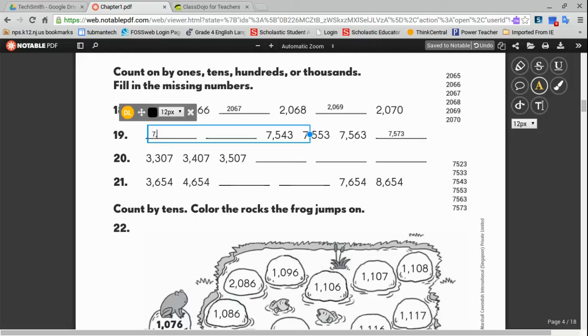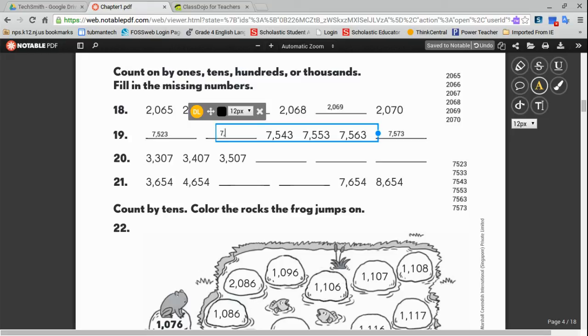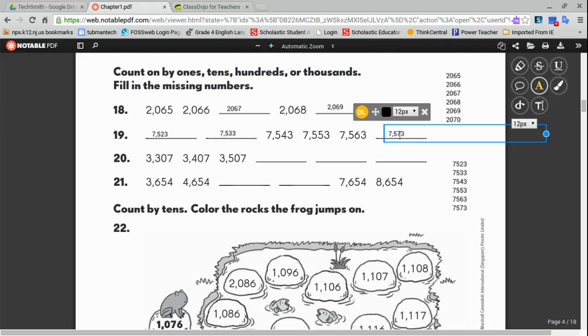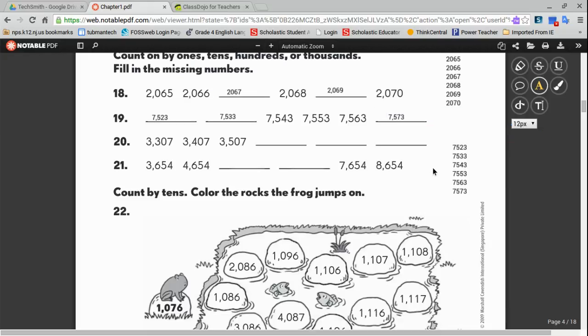So over here I have 7,523. And my next answer over here would be 7,533. So I'm going to check my answers right now to see if that makes sense. 7,523, 7,533, 7,543, 7,553, 7,563, and 7,573. And that makes perfect sense.